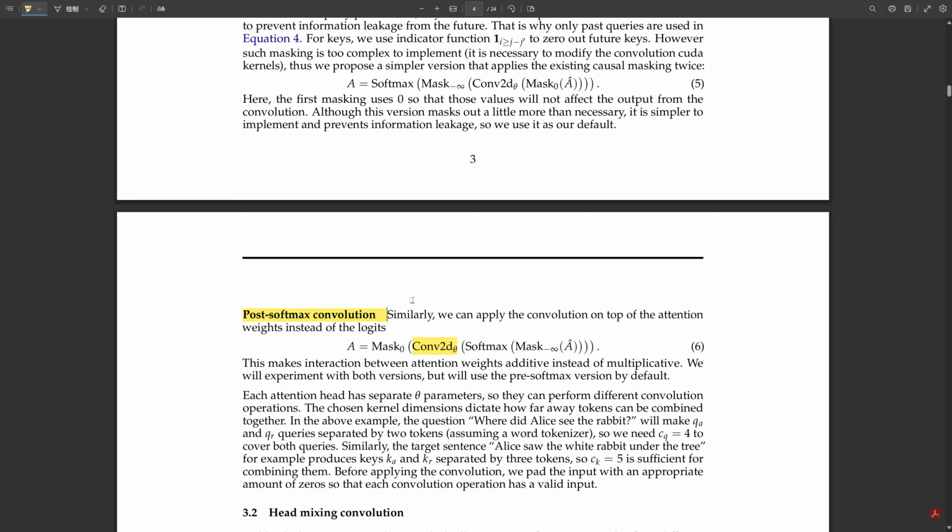Now onto component number 2, head mixing convolution. What's the innovation there? Why mix up the attention from different heads? So in standard multi-head attention, each head is kind of doing its own thing. Yeah, they're independent. Right. Head mixing convolution allows them to talk to each other. It applies convolution across groups of heads. Again, you can do a pre-softmax or post-softmax.